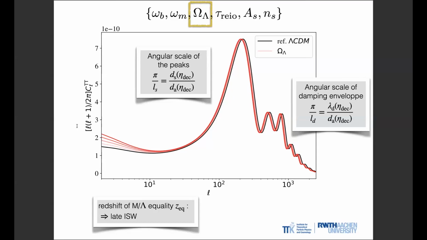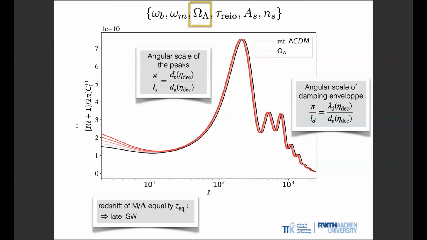And you could even go beyond this. You could say, oh, it's just changing the correspondence between one value of k on the last scattering surface and one value of L, because it changes the angular diameter distance. So it's a trivial effect of moving the whole curve to the left. The last scattering patterns are the same, but the angle under which we see them is changed.